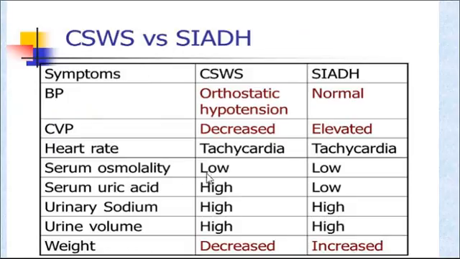Here's another picture which distinguishes between the CSW and SIADH that you might find very helpful. CSW: orthostatic hypotension, where SIADH blood pressure is normal. In CSW, or cerebral salt wasting, your CVP is decreased. SIADH, it's elevated. Both of them have tachycardia, both have low serum osmolality, urinary sodium, and urinary volume. But your uric acid is elevated in cerebral salt wasting, where it is low in SIADH.